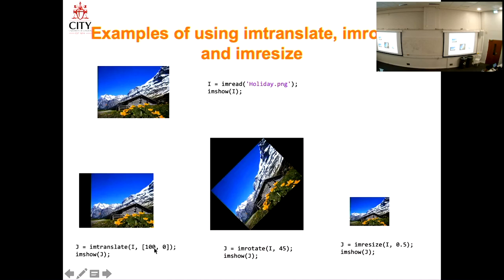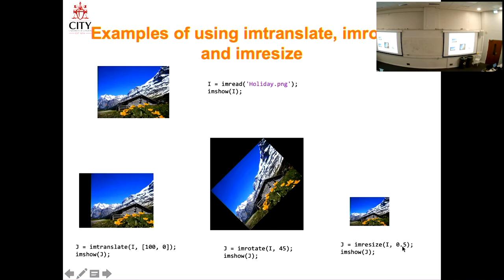I translate I by 100 and 0. It shifts my image 100 pixels to the right. So you see you are missing some stuff that you had here, and you see some black here. So it's shifting it 100 to the right. Then I have imrotate I, 45. It's rotating the image 45 degrees counterclockwise.